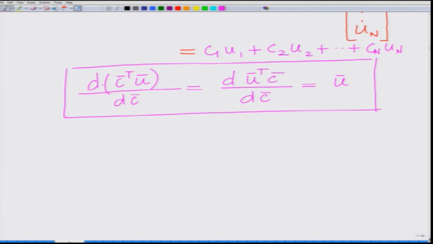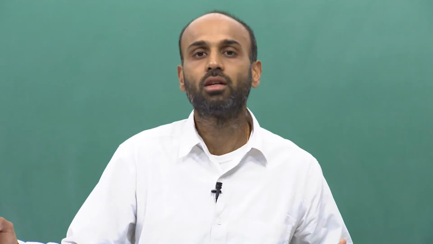Now, let us consider the second order derivative, that is the quadratic function of c bar. We have considered the constant, and we have considered a linear function of c bar, weighted by the combining vector u bar, that is u1 c1 plus u2 c2 and so on up to un cn, that is u bar transpose c bar or c bar transpose u bar.